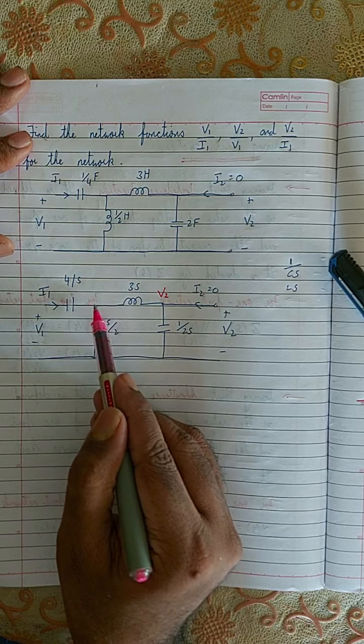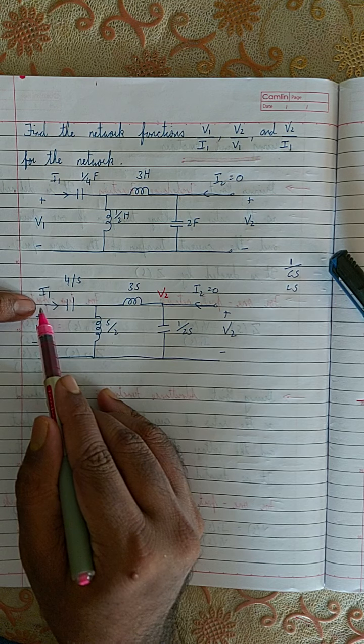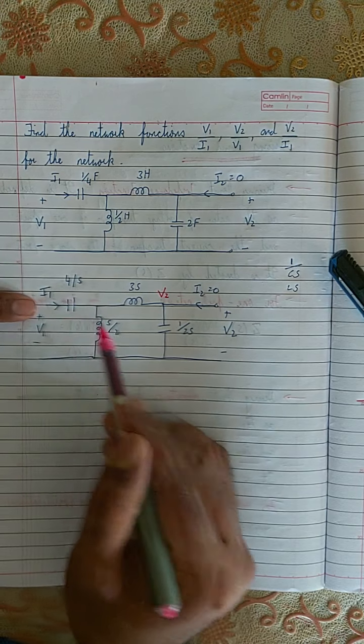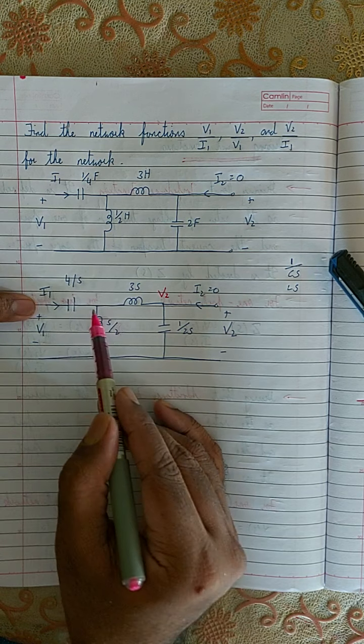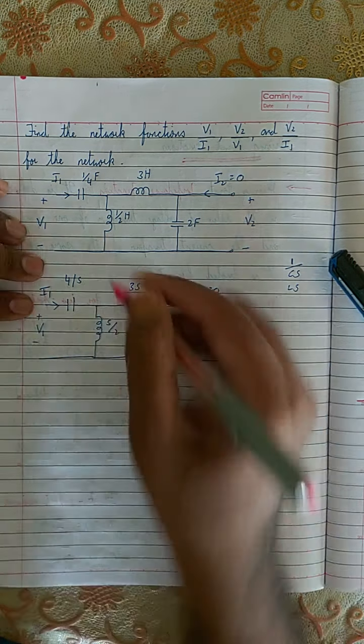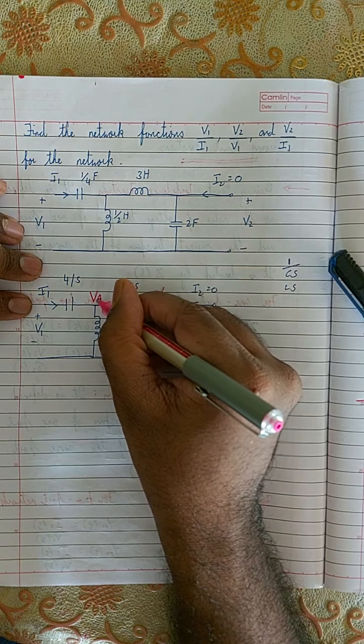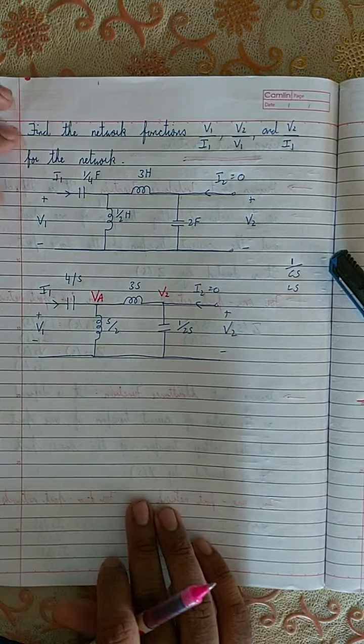And what about this point? Well, this point is V1, but this is not V1. Why? Because there is a capacitor in between them, so there is a difference in voltage. So this is not V1, and you have to give another name to this. The name I'm going to give is VA.